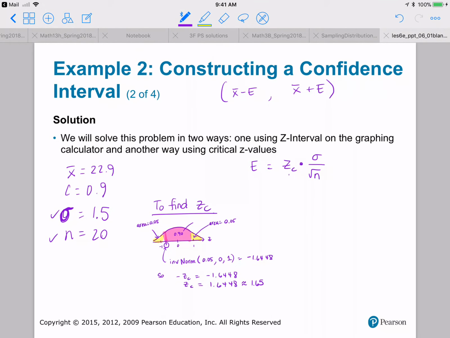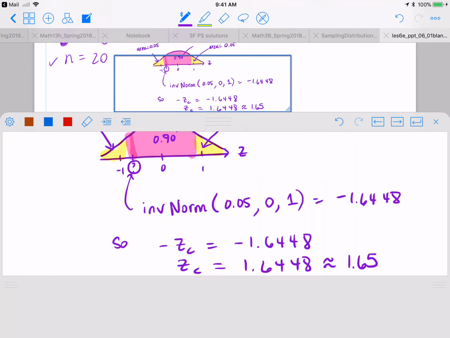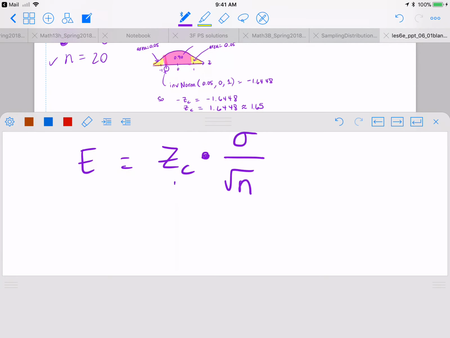And I know that we actually computed this critical value before. I just wanted to show you how to do it again, because sometimes it's challenging for students to figure out how to compute the critical value. So I wanted to get in some extra examples for you. So back to our formula over here.